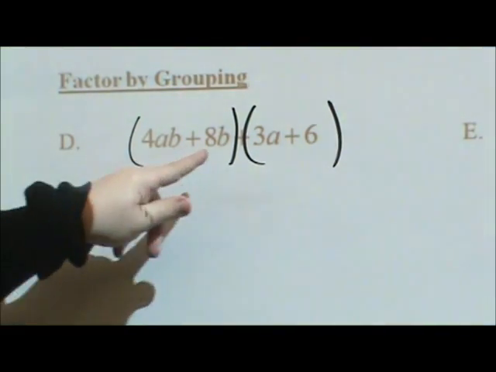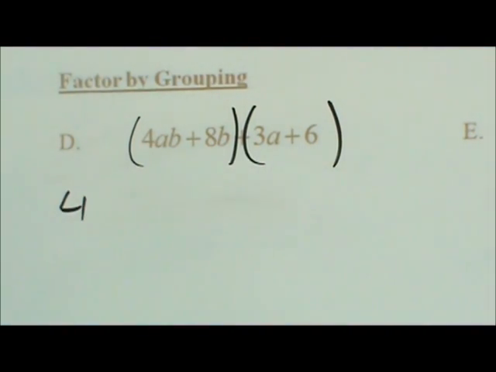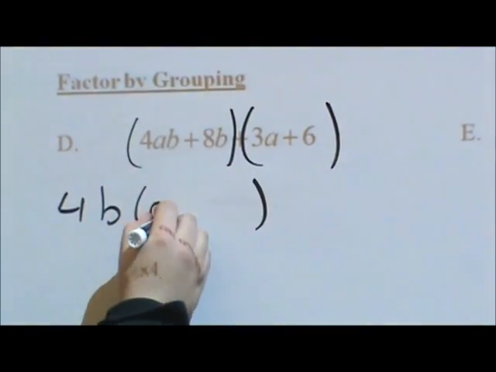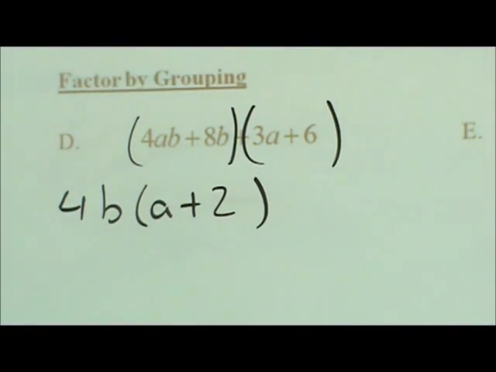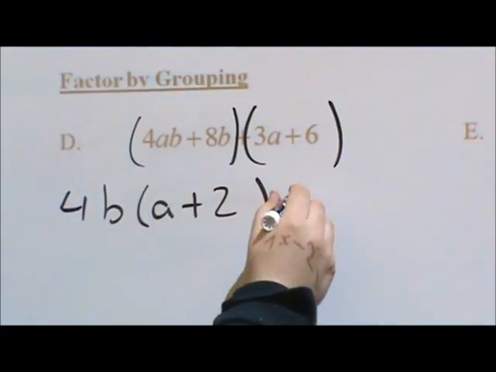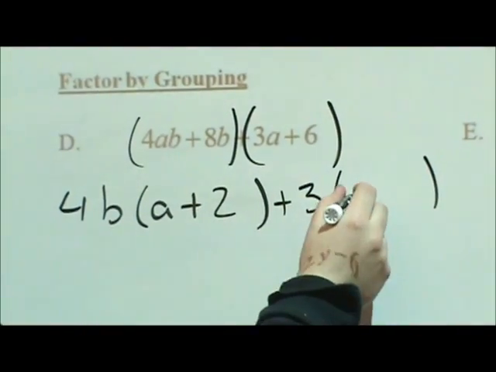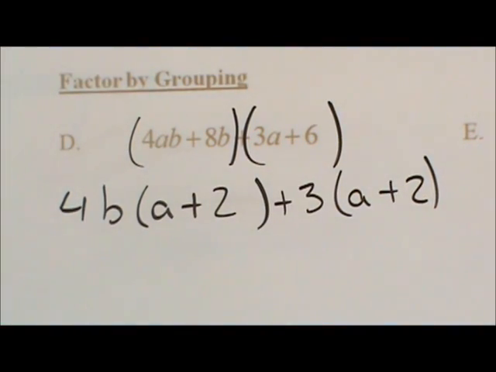So we start with 4b and 8b, we got 4. They both have b in common, so we'll take the b, and we're left with a plus 2 inside. We repeat the process in the second parenthesis. GCF factoring. You pull out the 3. Since it's positive, I pull out a positive 3. A plus 2.